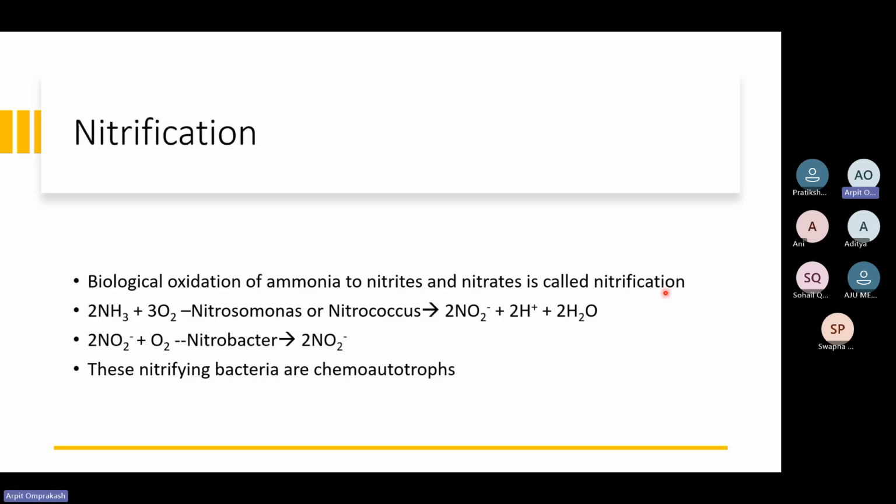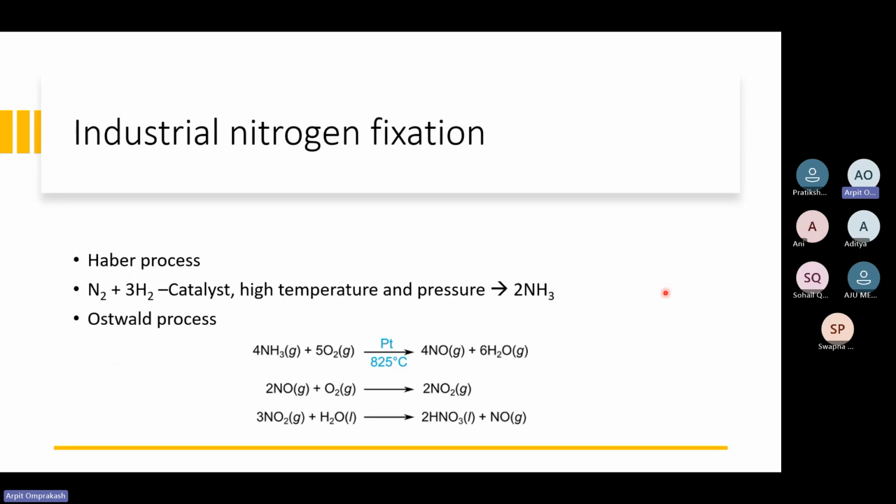Then we have nitrification, where basically oxidation of ammonia creates nitrites and nitrates. This is also facilitated by bacteria such as Nitrobacter, Nitrosomonas, and Nitrococcus. These are chemoautotrophs, which are basically carrying out these equations to feed themselves. Right. In industrial nitrogen fixation, which was given by Haber, this is known as Haber's process.